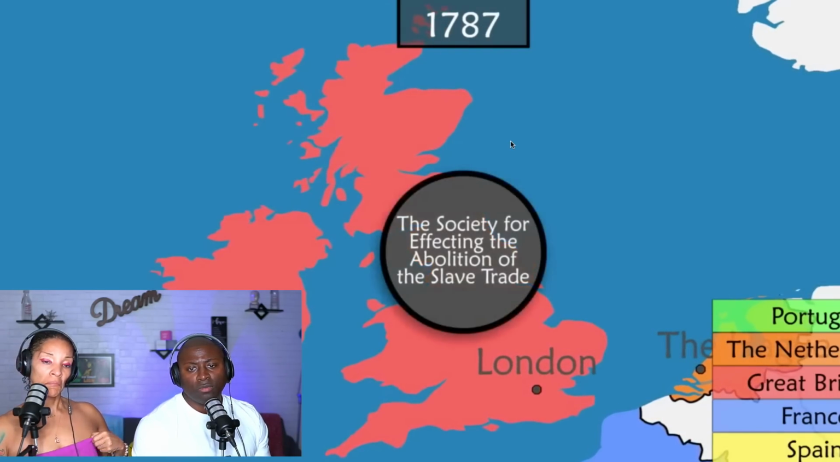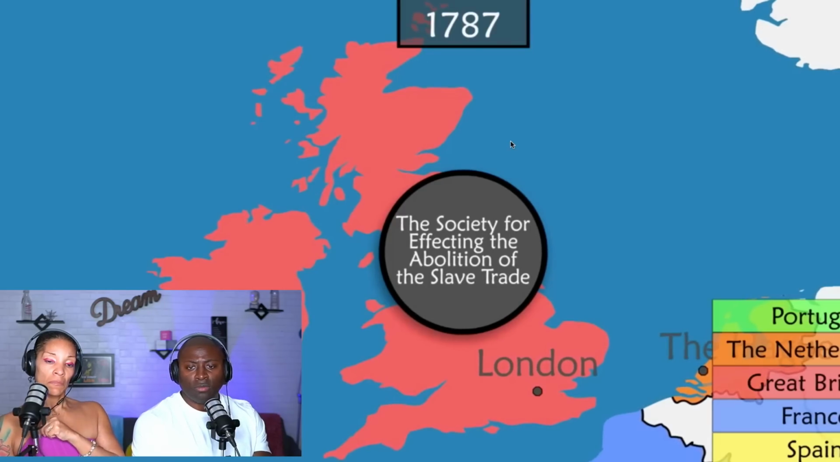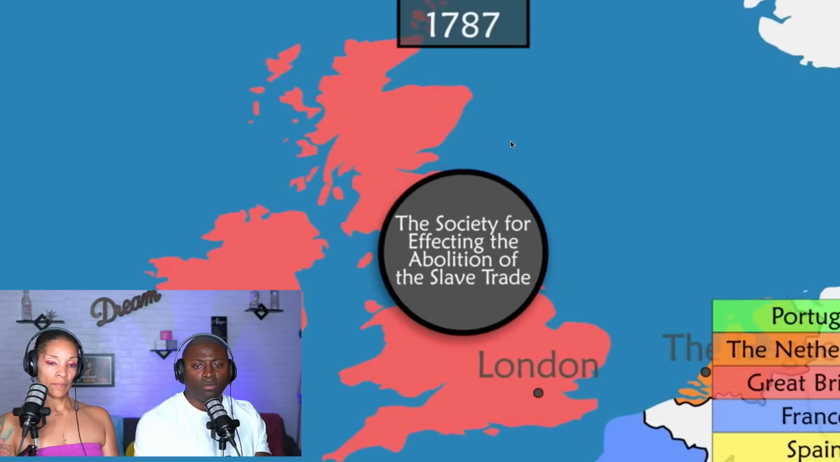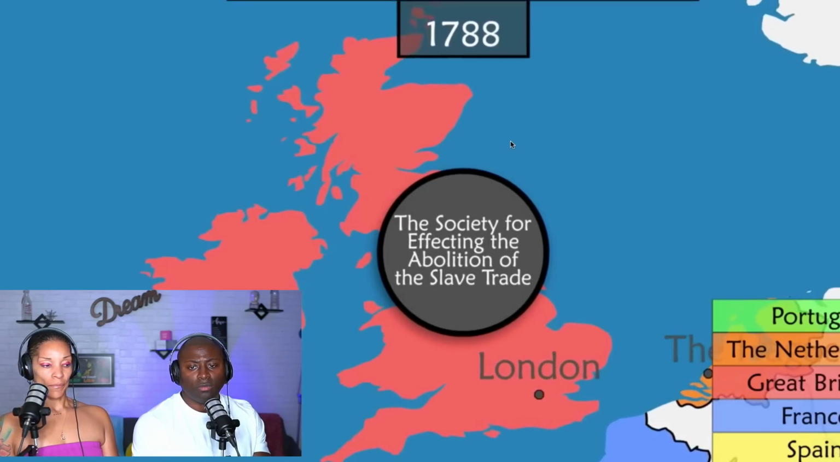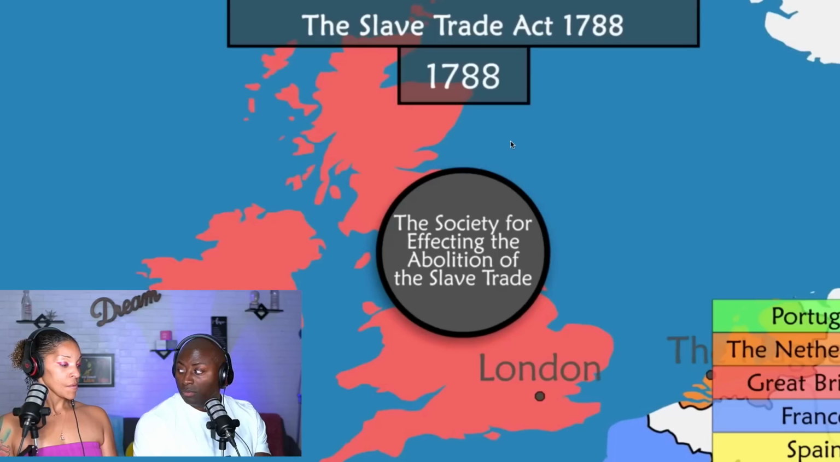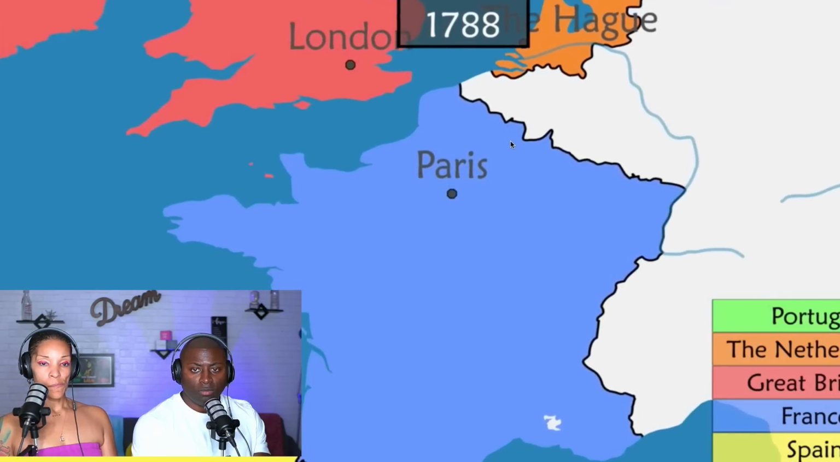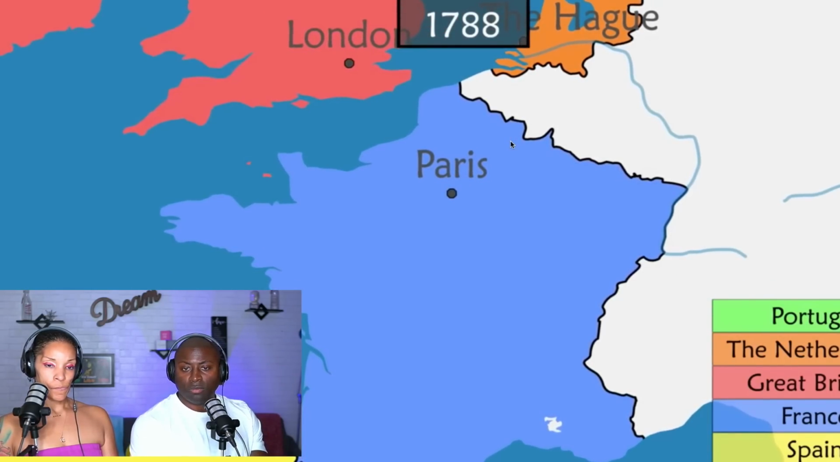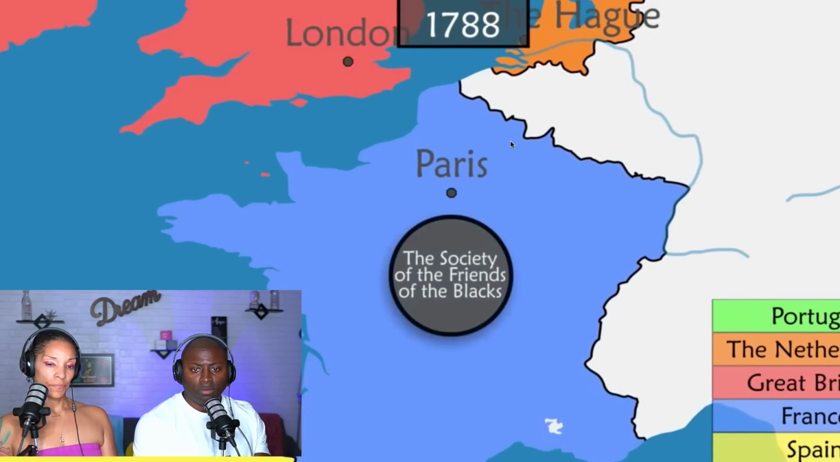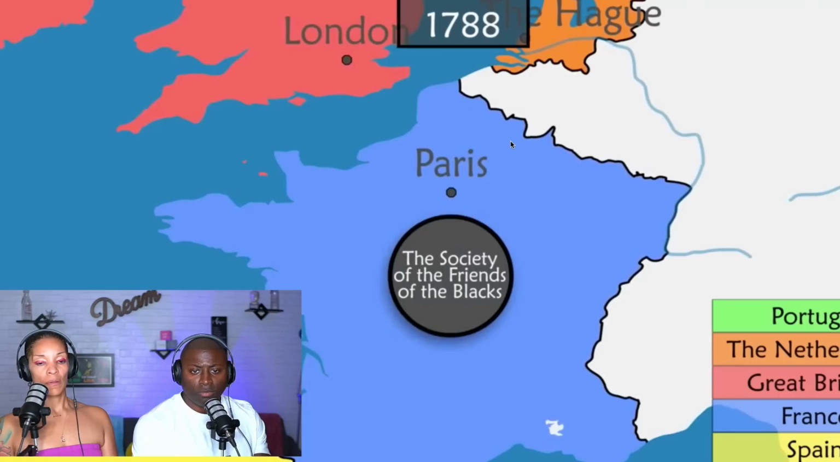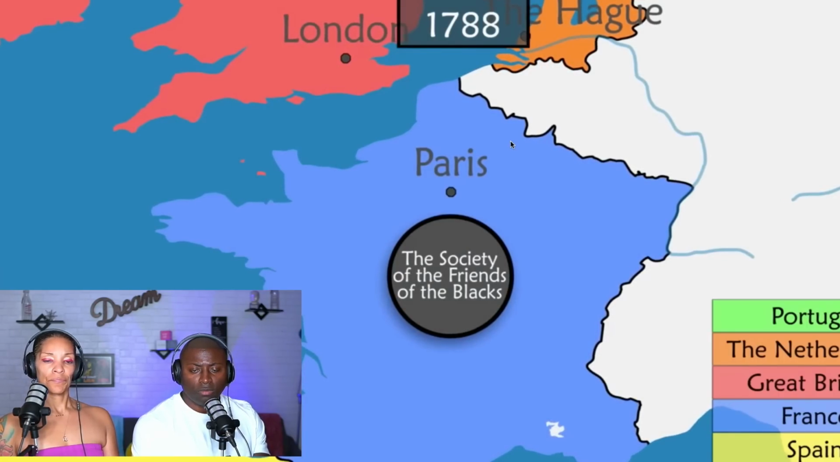The Society for Effecting the Abolition of the Slave Trade is founded, and despite its still weak influence, it obtains the first law limiting the number of slaves per ship. In France, too, the first abolitionist movements appear, notably with the foundation of the Society of the Friends of the Blacks, but their impact is still weak in the face of powerful slave lobbies.